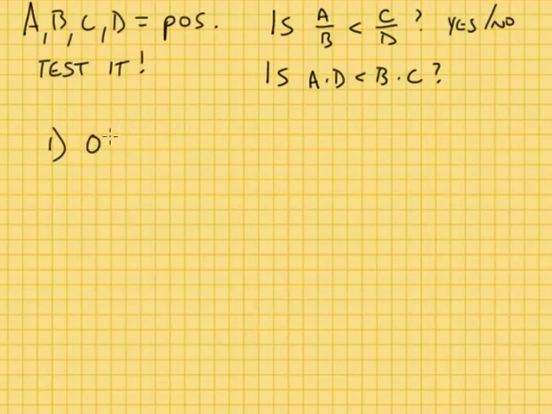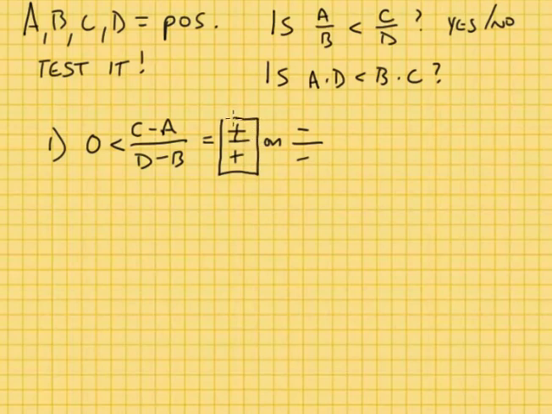0 is less than C minus A over D minus B. So what we have here is a fraction that is greater than 0. And as far as math is concerned, there's a rule here that applies. Either the numerator and denominator are both positive, or the numerator and the denominator are both negative. Now I'm going to deal with the positive option because I think that's the easier of the two choices. So let's talk about what that means.